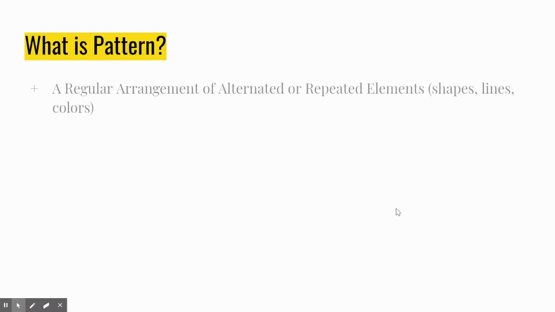So pattern is a regular arrangement of alternated or repeated elements. And these elements can be shapes, lines, or colors. You probably already have a good idea of what pattern means because we see pattern a lot in the everyday. Your clothing might have pattern on it. There are many things that use pattern.